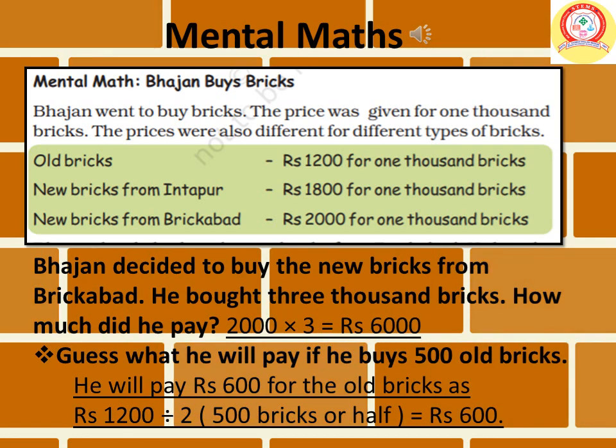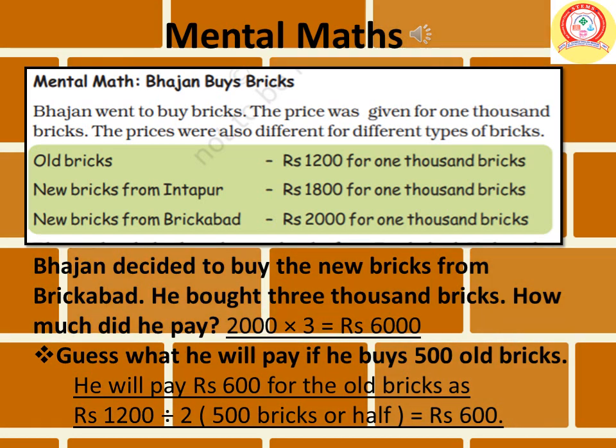He bought 3000 bricks. Now how much did he pay? How much does Bhajan have to pay for these 3000 bricks? So Bhajan will pay 6000 rupees for 3000 bricks. How? The price of 1000 bricks is rupees 2000 from Brikabad, right? So 2000 into 3 will give you how much? 6000 rupees.